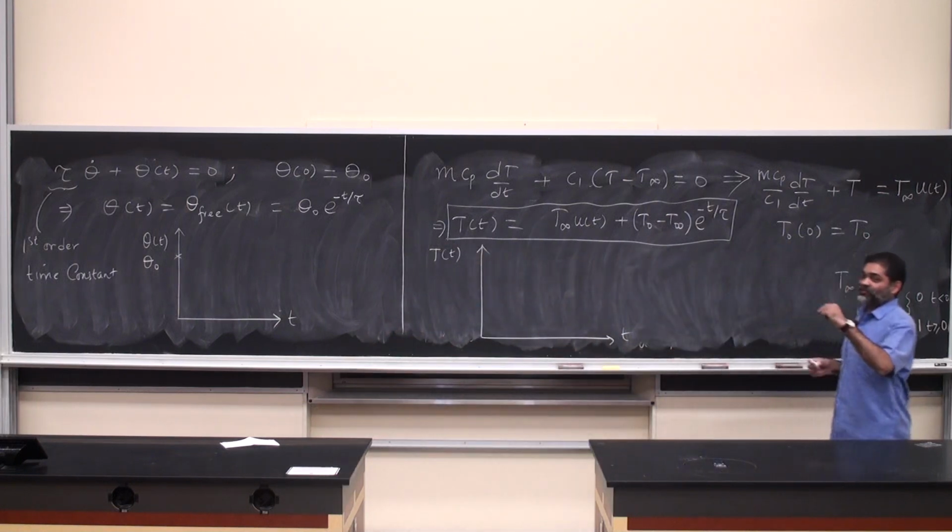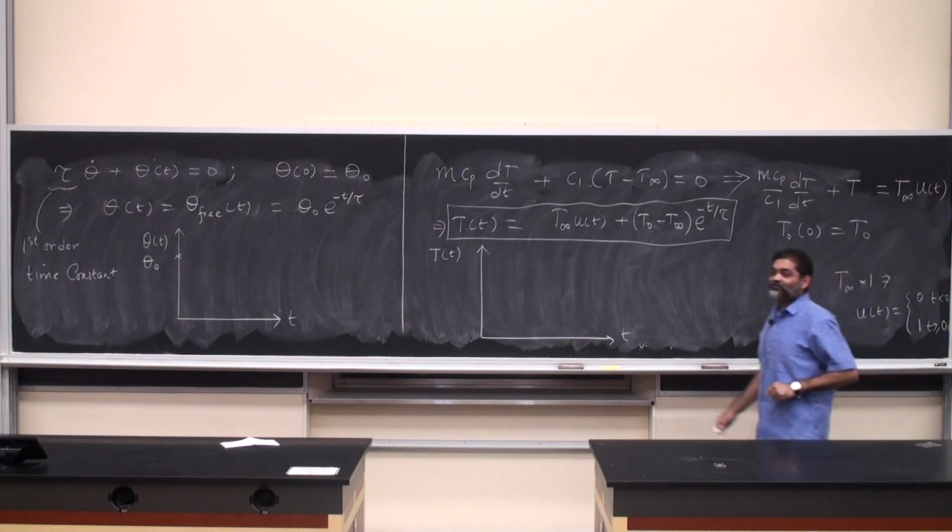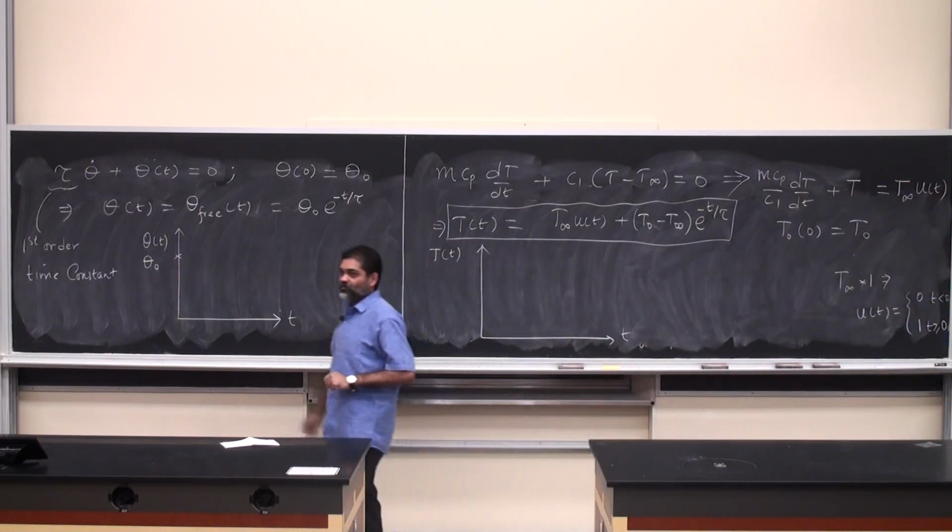Yes, question? Is it 1 over s or 1 over s squared? 1 over s squared is for the ramp function. Okay, we are going to come to that. This is 1 over s.